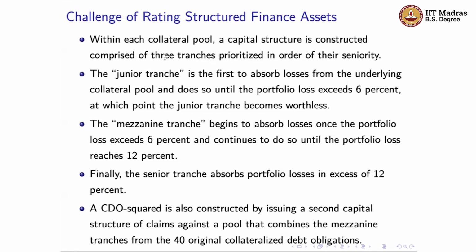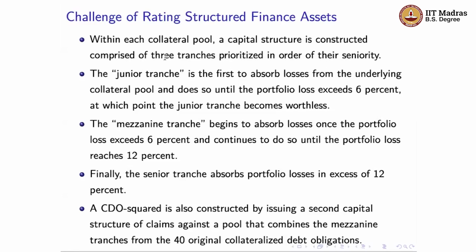Then you have a second layer, which is the mezzanine tranche. Think of this as the middle claim, which starts absorbing losses once the portfolio loss exceeds 6% and continues to do so until the portfolio loss reaches 12%. Anything more than 12%, and this tranche also becomes worthless. And finally, you have the senior tranche, which gets hit only if portfolio losses exceed 12%. So this was the basic CDO that was created.